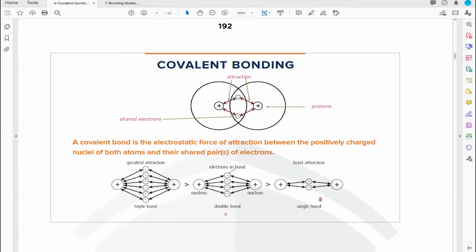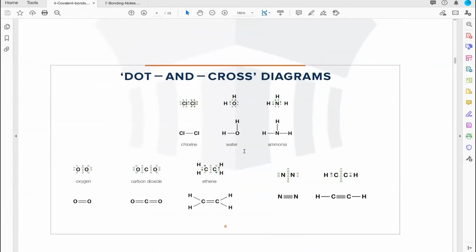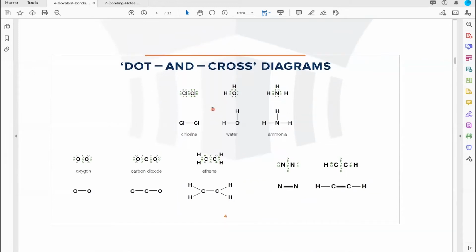And a single bond is going to be weaker. A double bond is usually, if we are talking about the same atoms, stronger, and a triple bond will be even stronger. Okay, so that is how covalent bonding comes into effect. We show this as a dot and cross diagram.